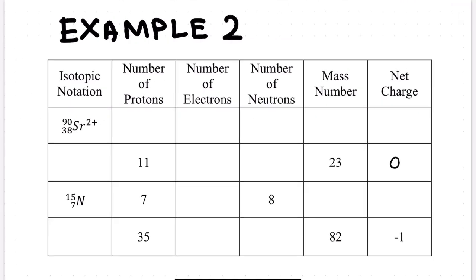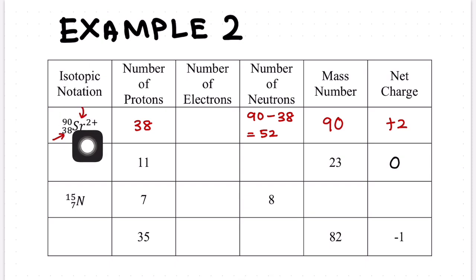Next example. As we can see here, we have strontium with a charge of +2. So I'm going to write it over there, charge +2. What about number of protons? Number of protons is quite obvious because that's the bottom number. And what about number of neutrons? Number of neutrons will be the nuclear number minus the number of protons, which would give us 52. And the mass number, as I told you, it was the nuclear number, so it would be 90. And for number of electrons, since this is positively charged, we need to know that number of electrons will be lesser than the number of protons. So the charge is +2, therefore the number of electrons will be 36.